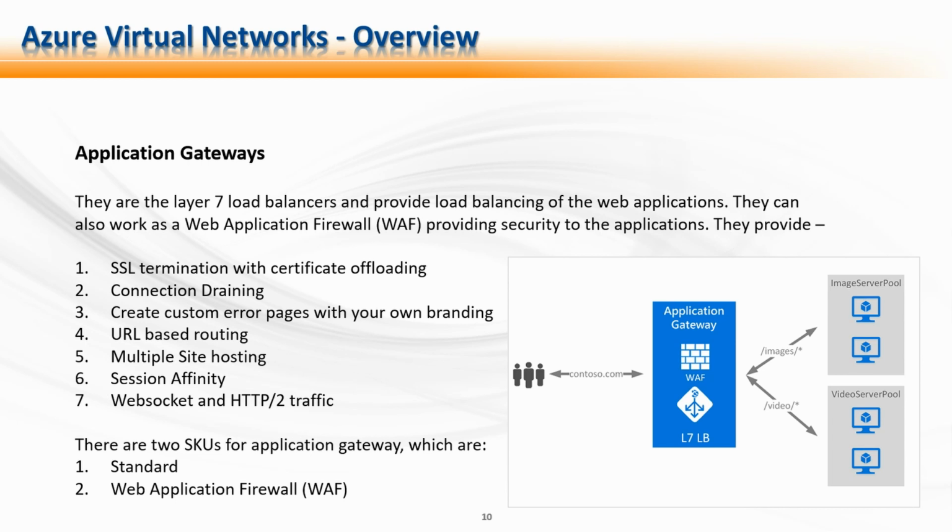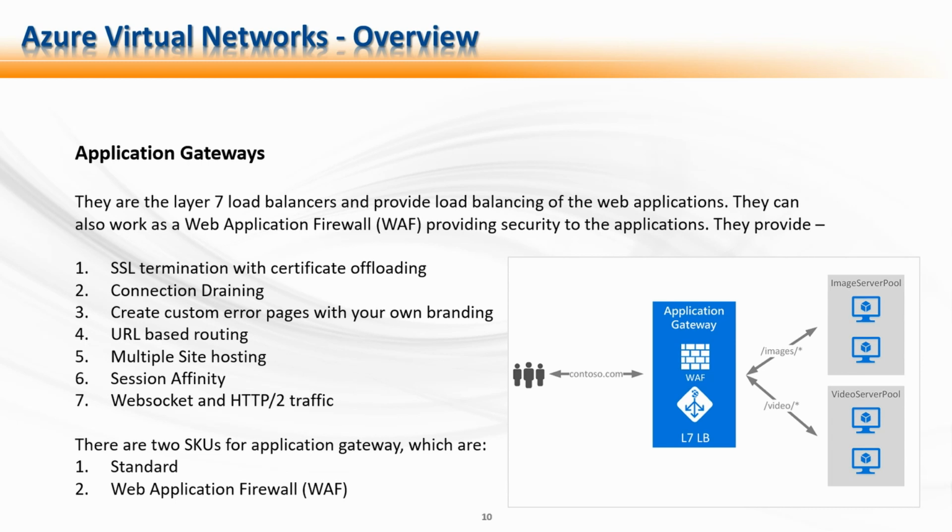URL path-based routing allows you to route traffic to the backend server pool based on the URL paths of the request. So if the URL of the request contains images, it can be routed to particular servers, whereas if it contains videos, it can be routed to the VMs where we have the videos stored. Now, multiple site hosting enables you to configure more than one website using the same application gateway instance. This feature allows you to configure a more efficient topology for your deployments.